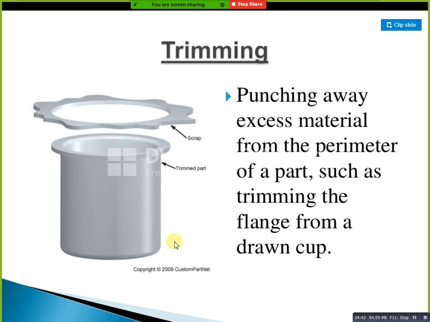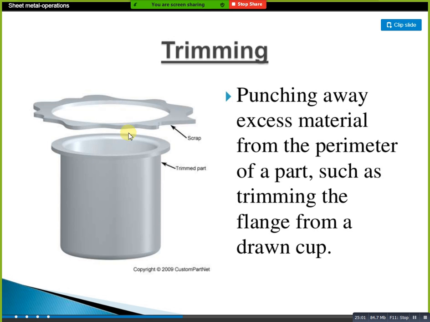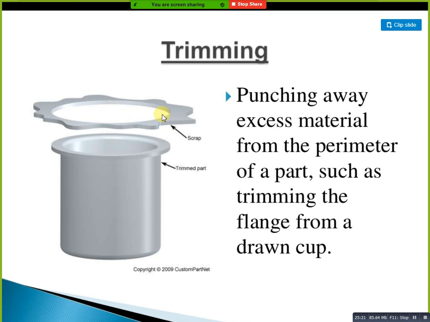Same here also, punching away excess material from the perimeter. Perimeter means you consider the circumference of the part, such as trimming the flange. Here this is completely excess material, and I need to remove this portion from a drawn cup. It is a removing process, but only some portion we need to remove. From the operation you did, some excess material I need to remove from that model. In that condition you can use the trimming operation.